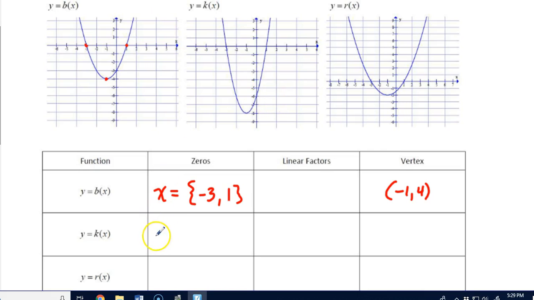Okay, for k of x, we should have had something like this. We still have 1 and -3. Oh, wow, interesting. Another one where it's the exact same zeros. Now the vertex is different though. It should be at -1, -8.